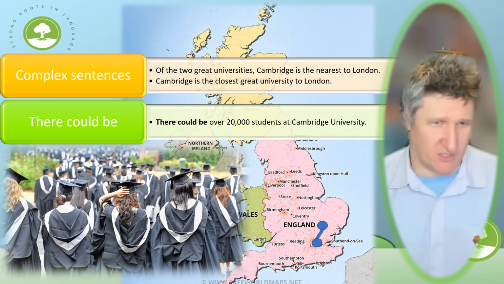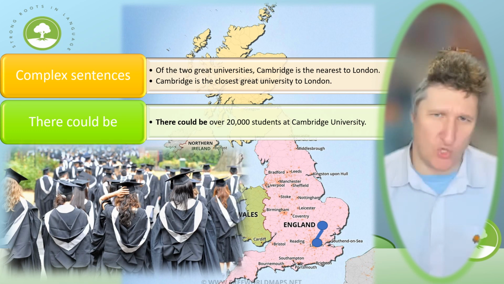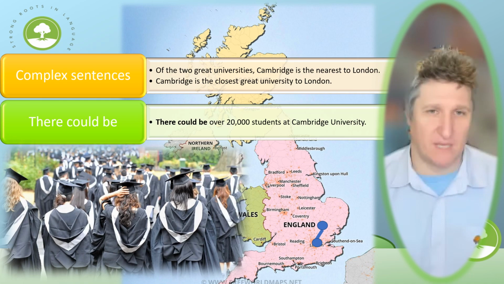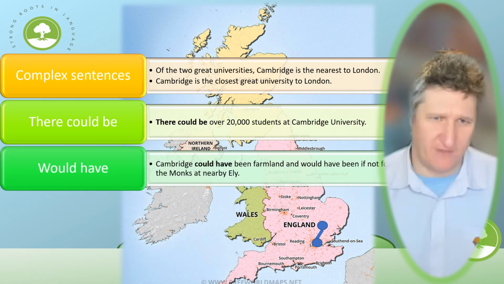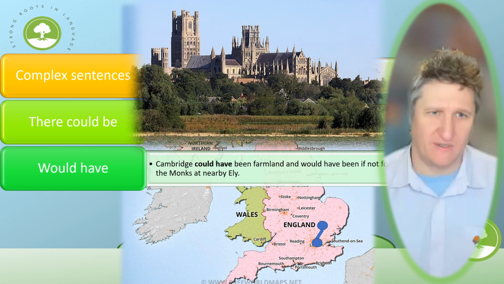Speaking of modal verbs, it's important to remember that could, would, and should are usually followed by the auxiliary have, not and never of. For example, Cambridge could have been farmland and would have been if not for the monks at Ely.